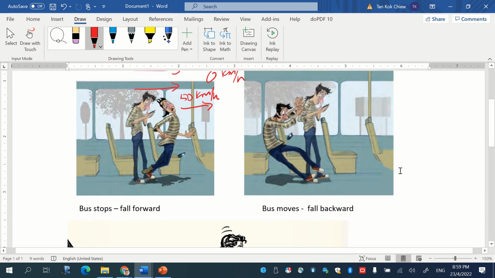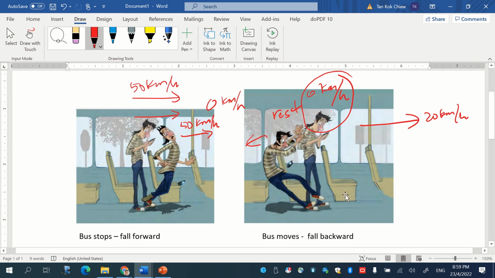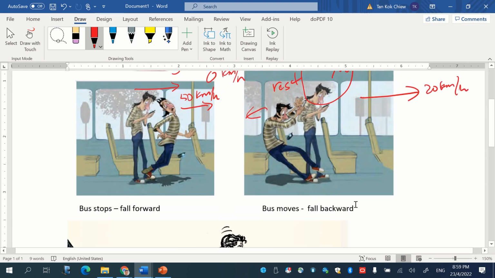Similarly, at first you are standing at 0 kilometer per hour, because you are not moving. When the bus is not moving, you are also at rest with the bus. However, once the bus suddenly starts moving at 20 kilometer per hour, your body would still want to stay at rest. That's why you will fall backward. So that again has got to do with inertia lah. All right, your inertia causes you to fall backward.